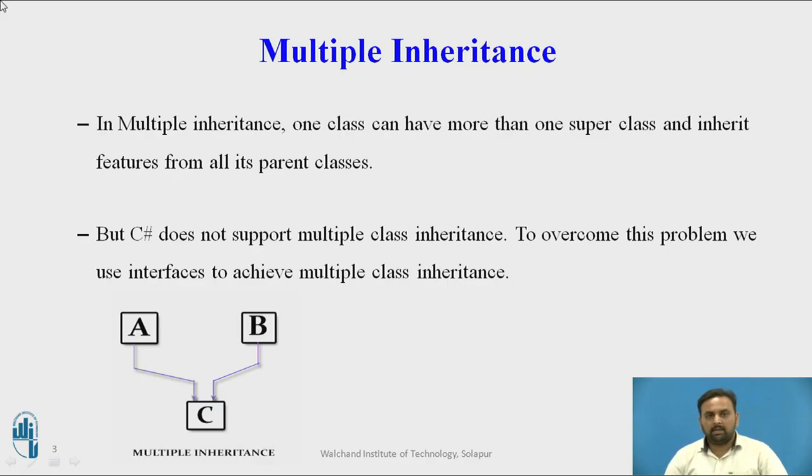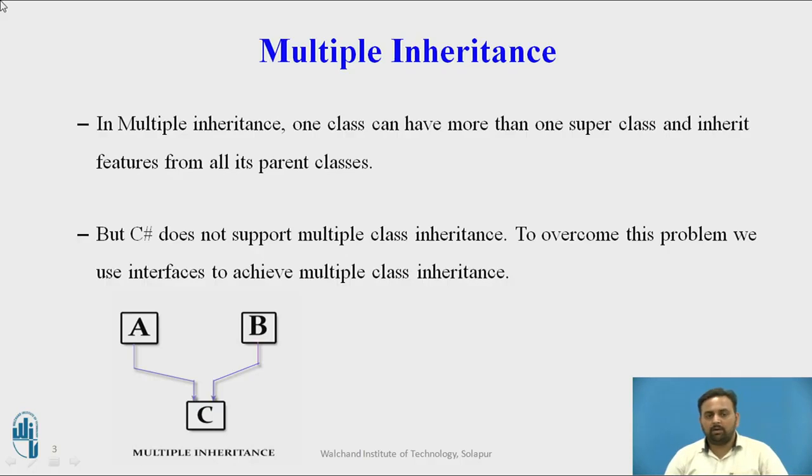In multiple inheritance, one class can have more than one superclass and inherit features from all its parent classes. It means the scenario is like this: there are multiple parent classes, but only a single inherited class. Base classes are multiple, but the inherited class is only one. This is the scenario called multiple inheritance.